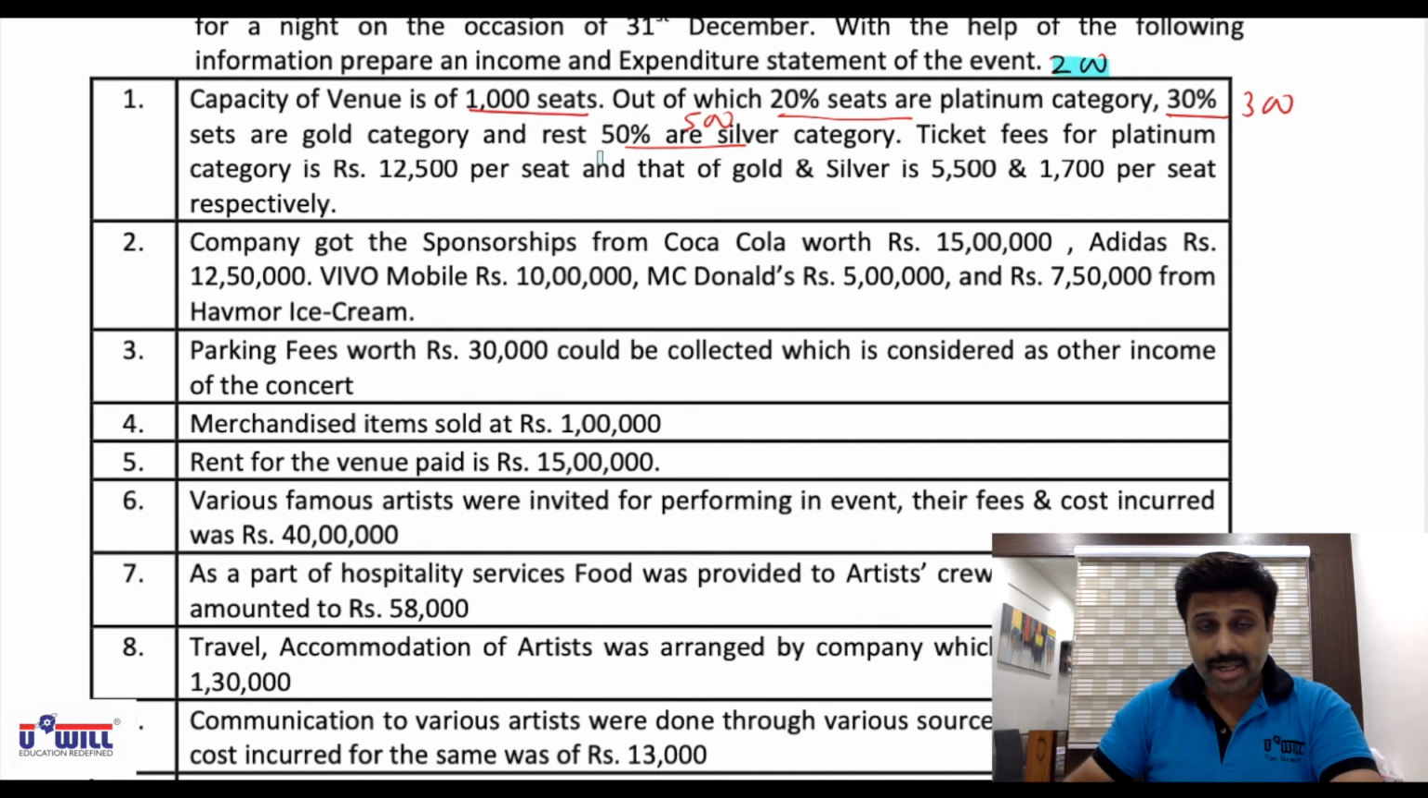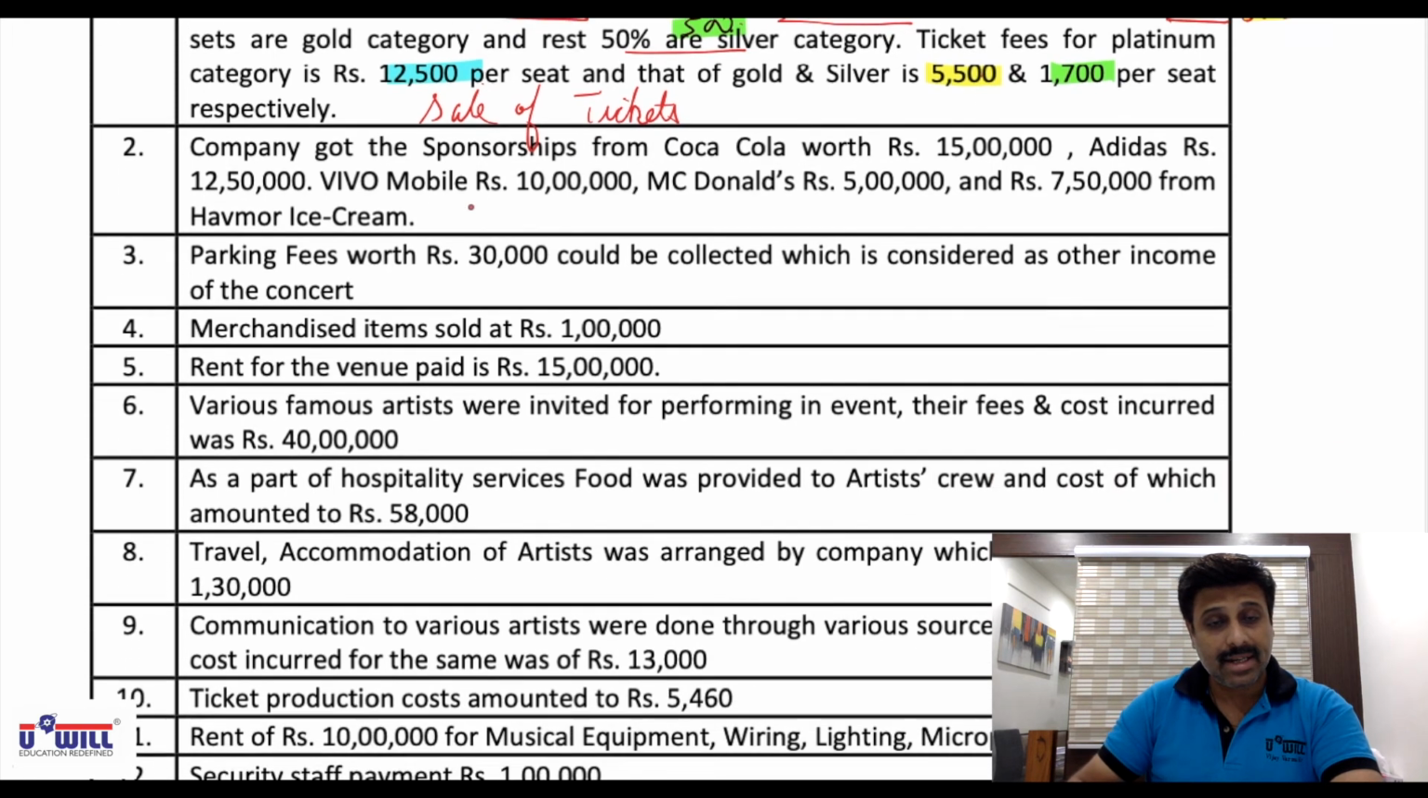Ticket fees for platinum category is 12,500. So 200 into 12,500 would be the income from that. Then gold and silver is 5,500. So gold 5,500 into 300 and silver 1,700 into 500 would be the total fees. So this you will take in sale of tickets. What amount? You'll make the working notes for this: 200 into 12,500, 300 into 5,500, 500 into 1,700.